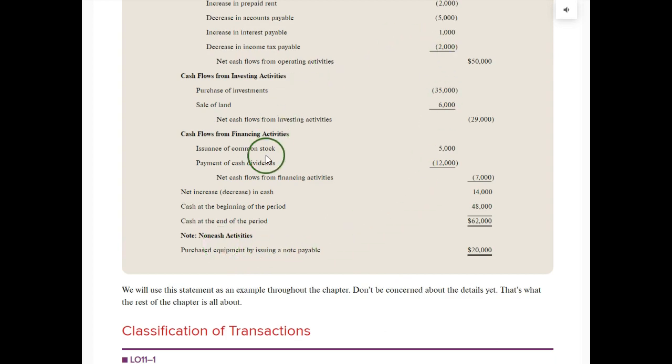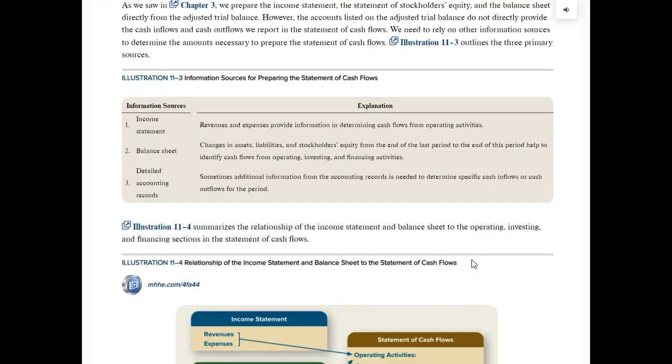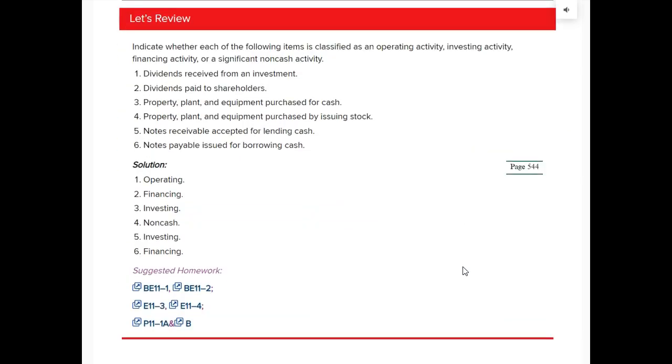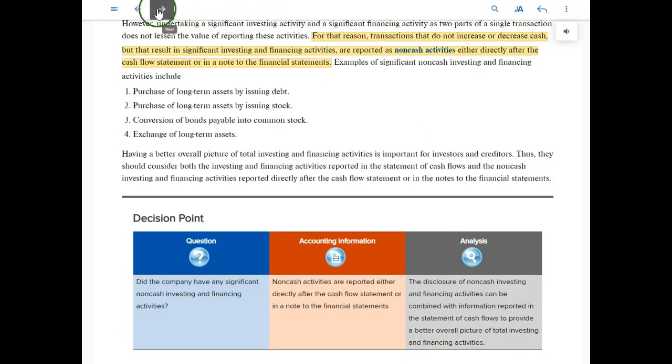After you're finished with all your cash flow numbers, then you would have note, non-cash activities, purchased equipment by issuing a note payable. In this case, $20,000. Our example below was $200,000. But this is to show a significant activity where no cash is transferred. Let's go back down here. Okay, so on the next page.